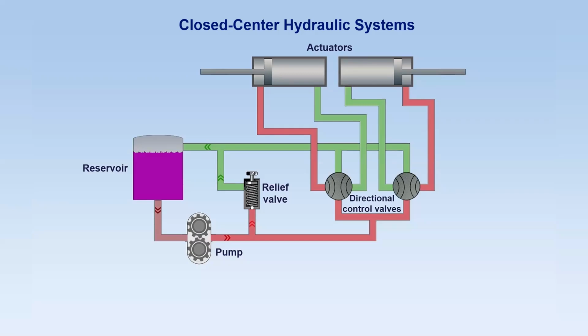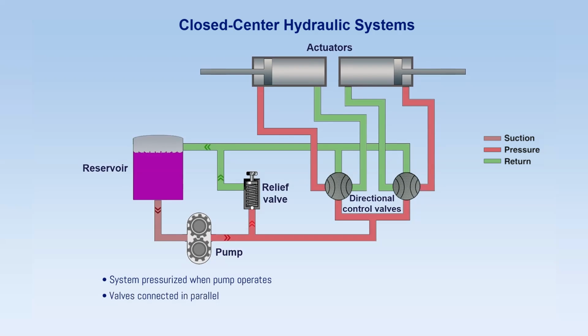A closed-center hydraulic system operates differently from the open-center design. In this system, hydraulic fluid is under pressure whenever the pump is operating. Unlike the open-center arrangement, the selector valves are connected in parallel rather than in series. This means each actuator has its own separate path from the pressure line. Because the system remains pressurized at all times, the moment a selector valve is moved, hydraulic fluid immediately flows to the actuator. There is no waiting for pressure to build. This allows rapid and precise operation.